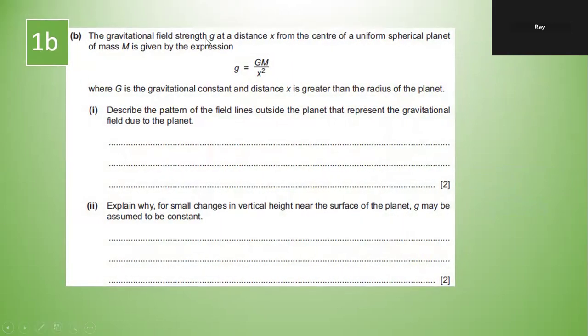Okay, the gravitational field strength g at a distance x from the center of a uniform spherical planet of mass m is given by the expression g equals Gm over x squared, where G is the gravitational constant and x, the distance, is greater than the radius of the planet. Describe the pattern of field lines outside the planet that represent the gravitational field to the planet. It's 2 marks.